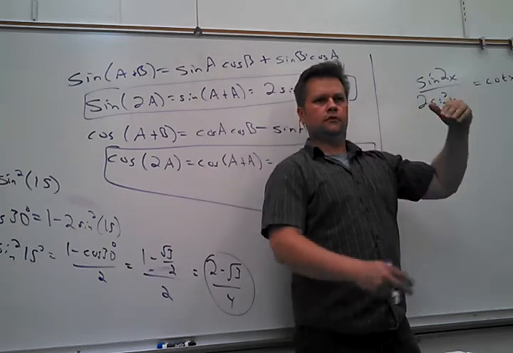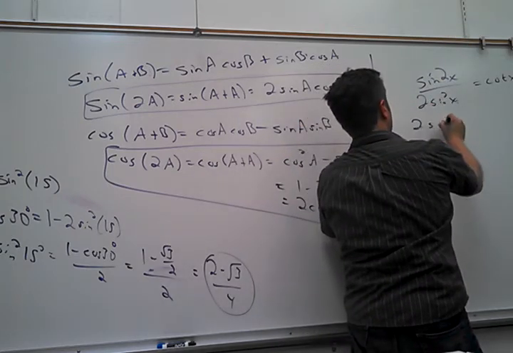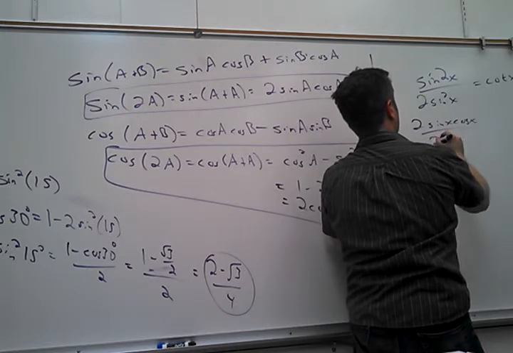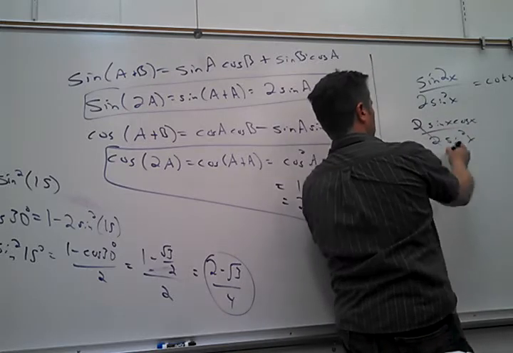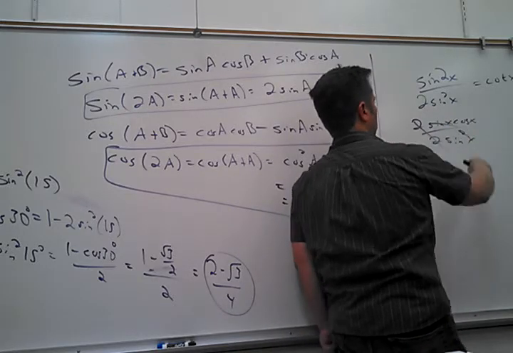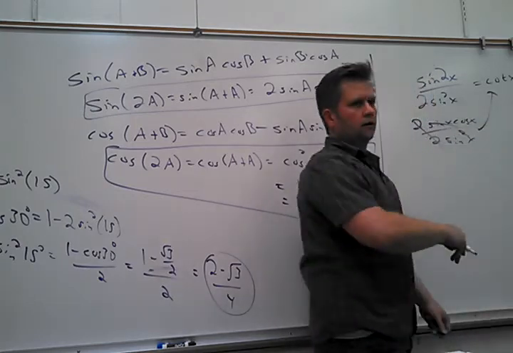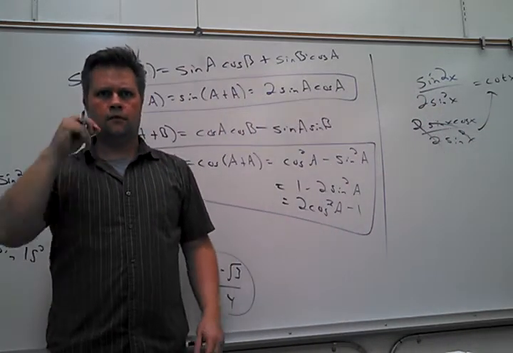Sine of x plus x. Yeah, so this will be 2 sine x cosine x. The 2's go away. One of the sines goes away. Cosine over sine is cotangent. One step.